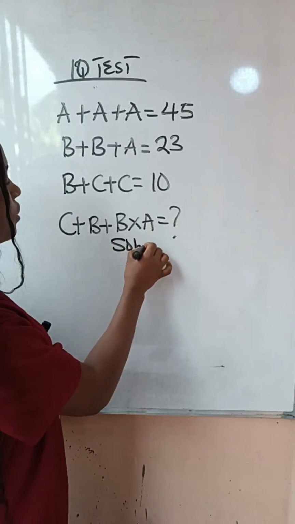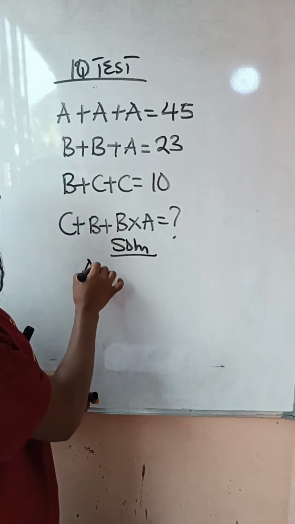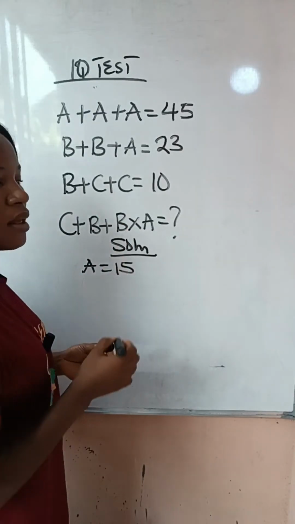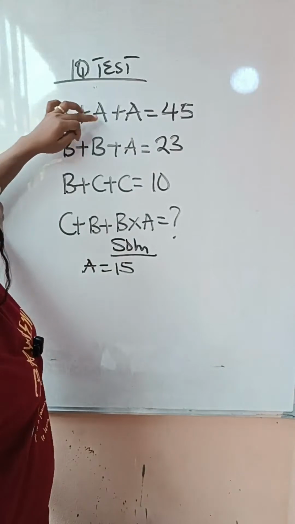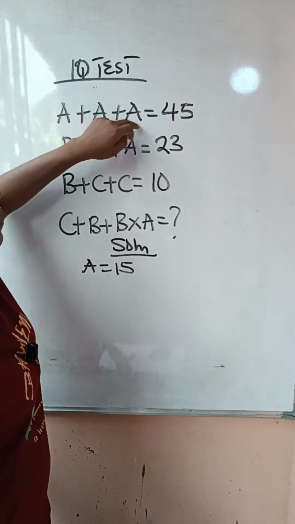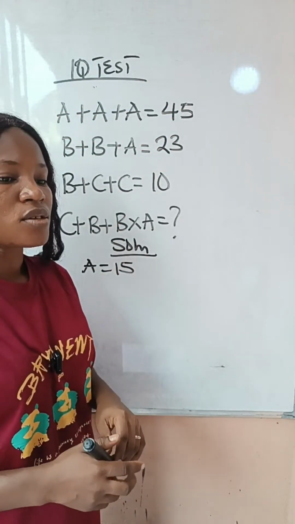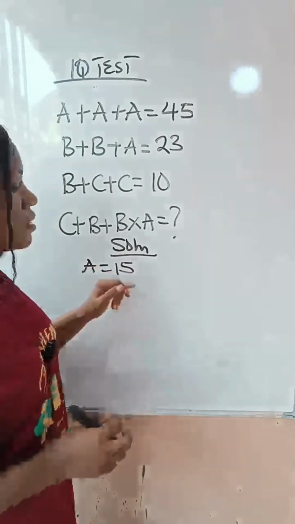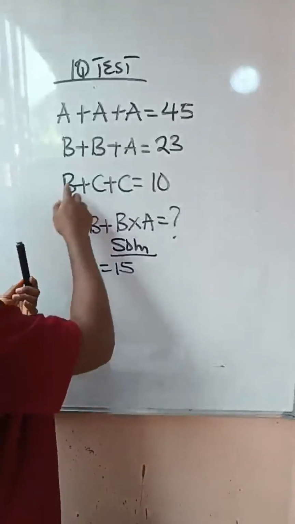Now, if we look at the first equation, we already know that A is equal to 15, because 15 plus 15 is 30, and 30 plus 15 is 45. So now that we already know that A is 15, we now substitute.